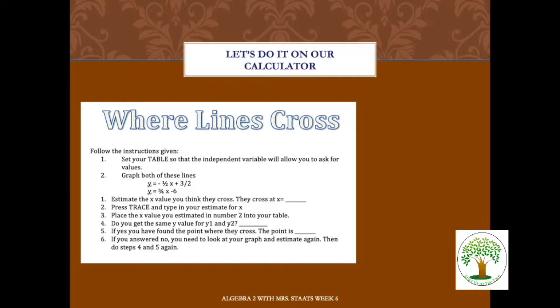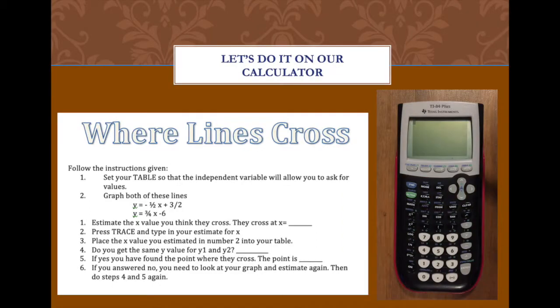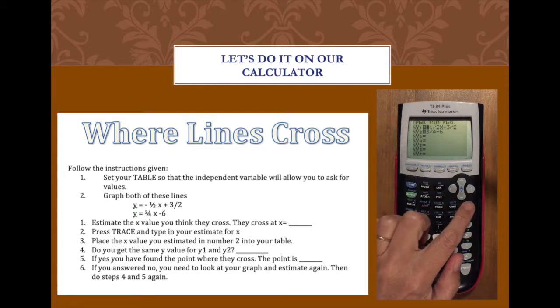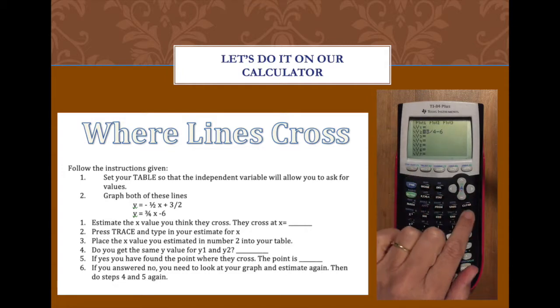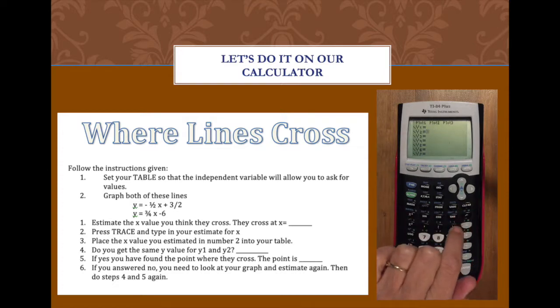Number two on here says to graph both of these lines. We have y equals negative half x plus 3 over 2, and y equals 3/4 x minus 6. We're going to put those into our calculators. We're going to graph those by hitting this y equal button. If there's anything in there, we're going to delete it or clear it with this clear button right there.